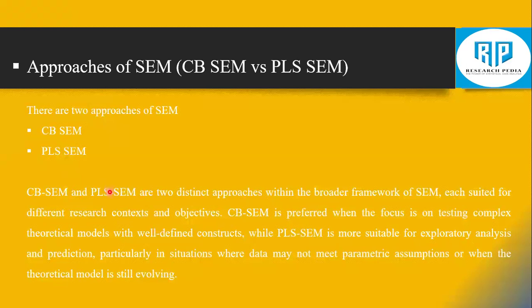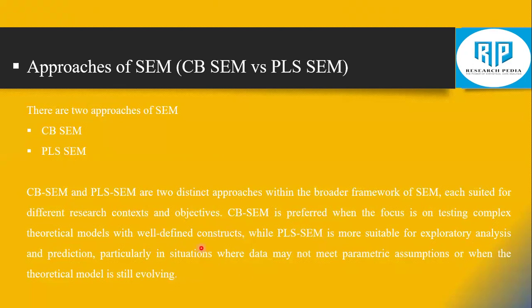So CB-SEM and PLS-SEM are two distinct approaches within the broader framework of SEM, each suited for different research contexts and objectives. CB-SEM is preferred when the focus is on testing complex theoretical models with well-defined constructs, while PLS-SEM is more suitable for exploratory analysis and prediction, particularly in situations where data may not meet parametric assumptions or when the theoretical model is still evolving.